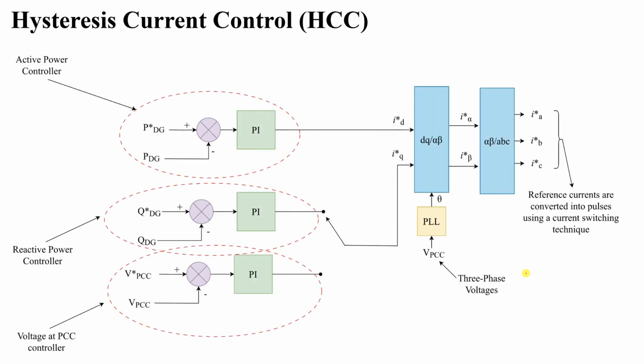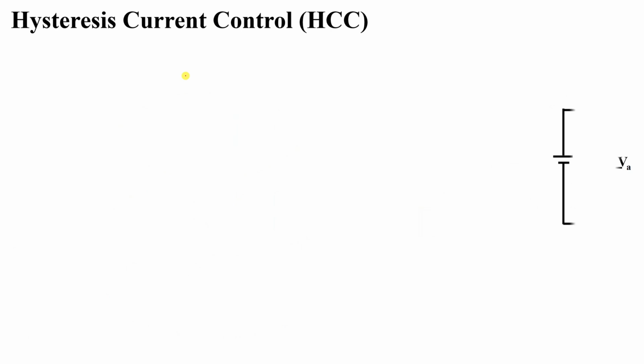So let's look at our system here. If we remember, after using this control loop we obtained reference currents, using the inverse Clark-Park transformation. What I need is to convert these into pulses using a current switching technique. One of these techniques is the hysteresis current control. So let's take just one switch to understand this idea. If you understand one current, the rest are the same, okay?